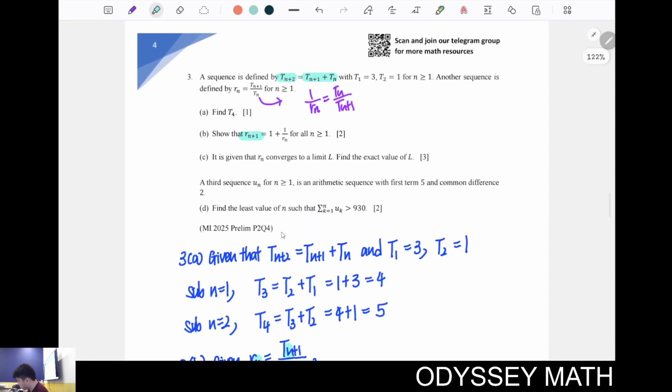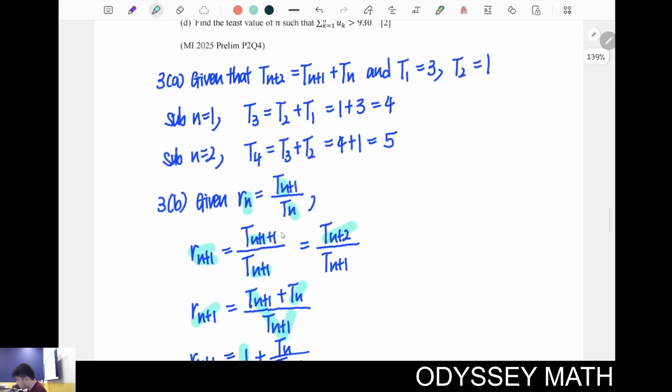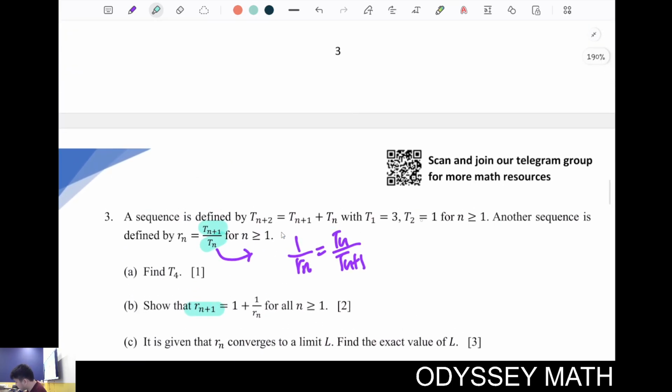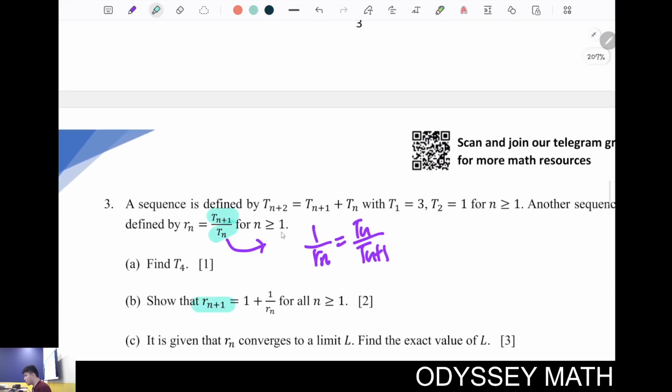Why is Rn more than 0? If you take a look, Rn is Tn plus 1 over Tn. If you notice, all the terms in this sequence are positive. Let me repeat that again. Because T1 equals 3 and T2 equals 1, any term after T2, T3, T4, T5, T6, you just keep adding the previous two.